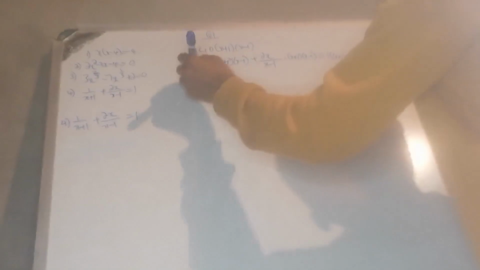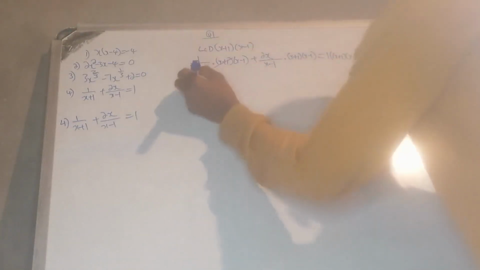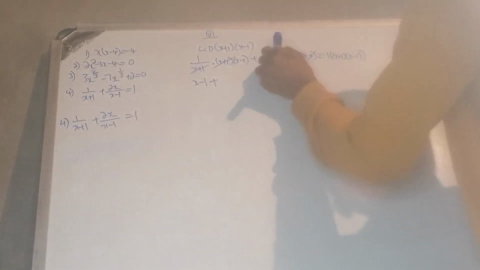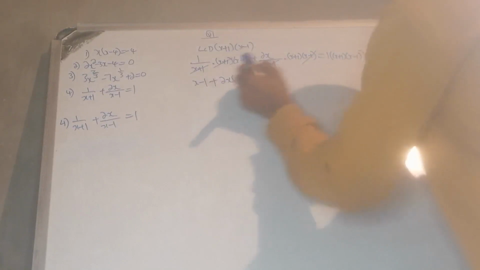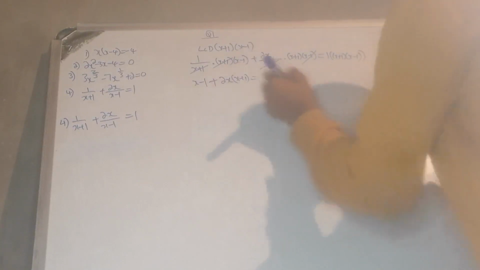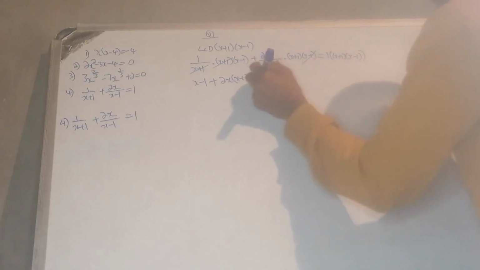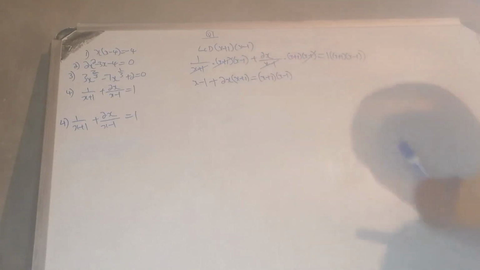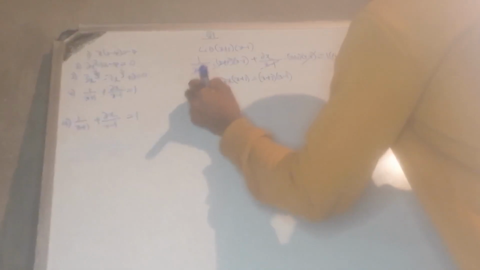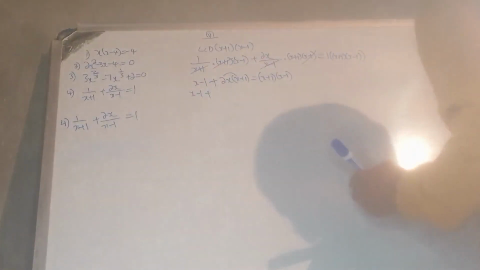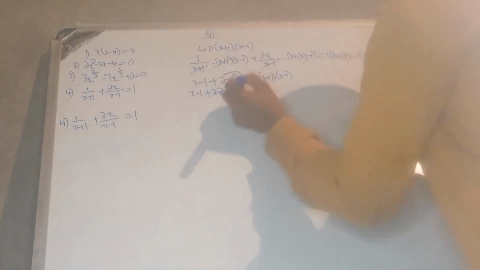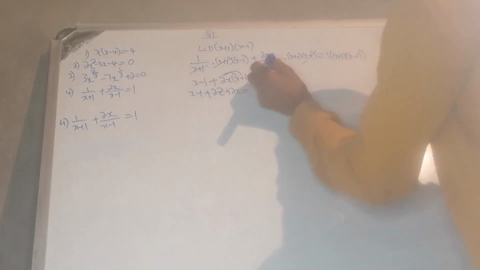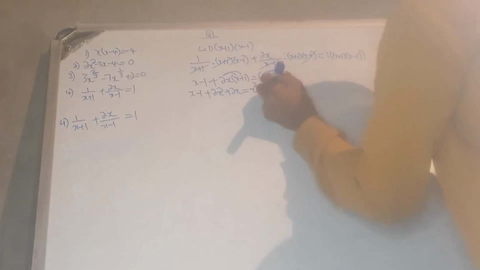This into this goes once. You have 1 multiplied by x minus 1, which is x minus 1. Plus, this into this goes once. You have 2x that is multiplied by x plus 1. 1 multiplied by this is exactly that. From here, you have your x minus 1. You multiply, you get 2x squared. You multiply, you get your 2x. You multiply, you have your x squared minus x plus x minus 1.